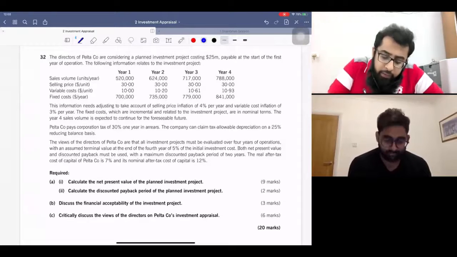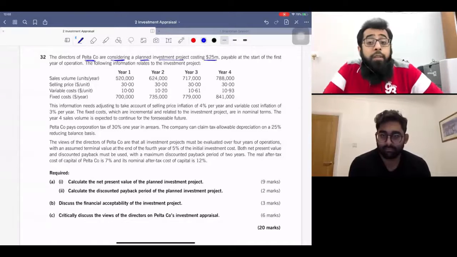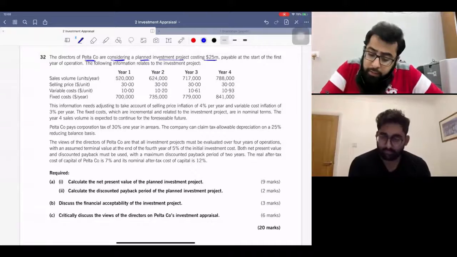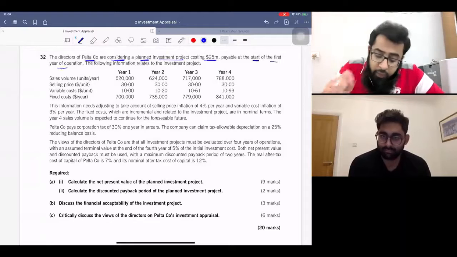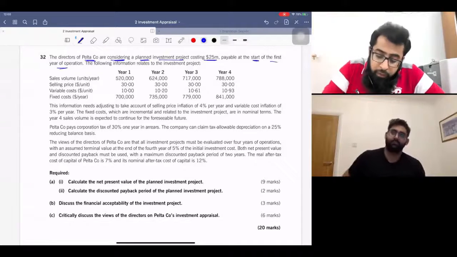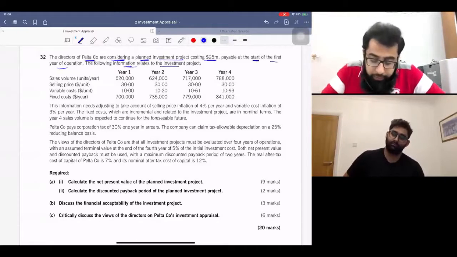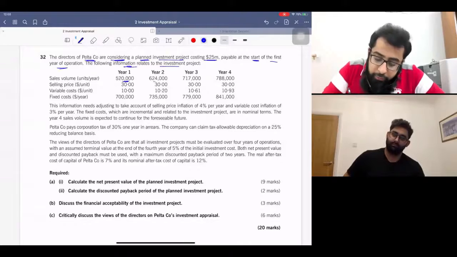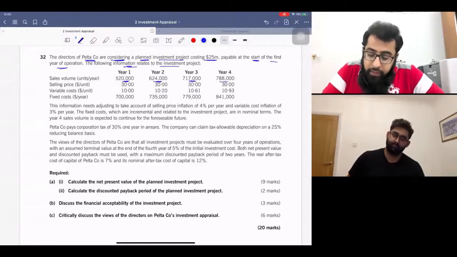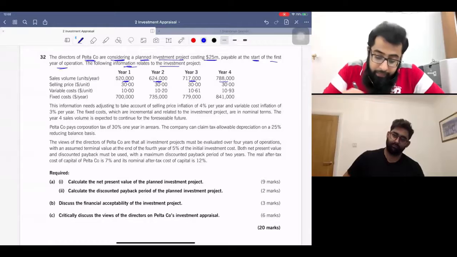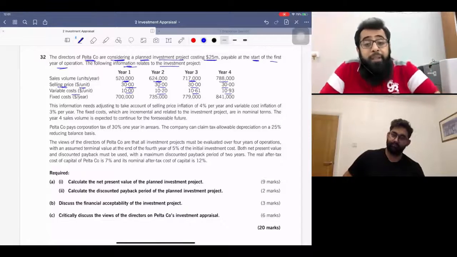The directors of Pelta company are considering a planned investment project costing $25 million, payable at the first year of operation. The following information relates to the investment project. Sales volume 520, 624, 717, and 778. Selling price, dollars per unit, 30, 30, 30. Variable cost 10, 10.2, 10.61, and 10.93.